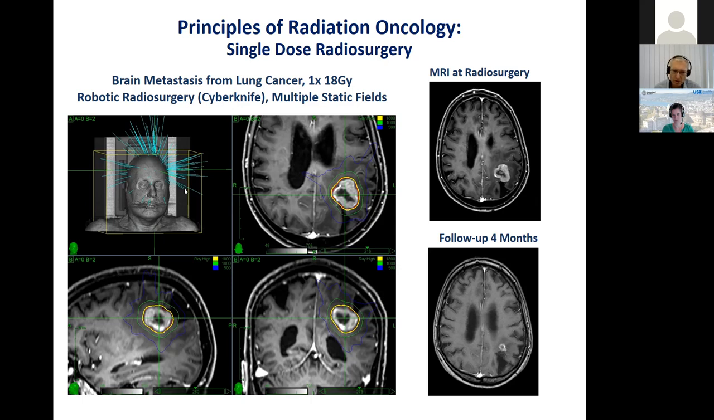And by means of the whole procedure, you can apply a very precise localized dose only to the tumor with a very steep dose gradient to the normal tissue. And if you are lucky, your result will be like you see it here. You have the tumor before treatment, and after 4 months, it's already very, very small, and eventually it will completely disappear.